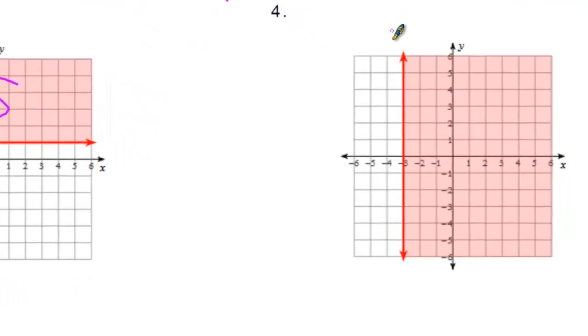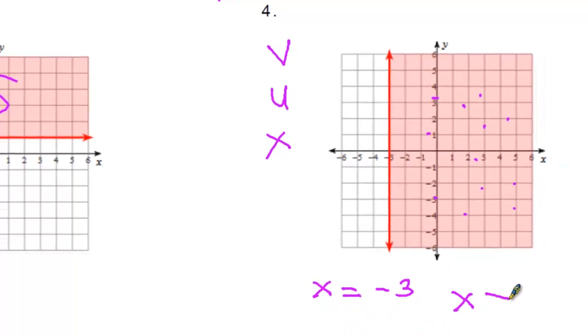For number 4, we have a vertical line. So the slope is undefined, and the equation is x equal to the x-intercept, which is negative 3. Now, the shaded area is to the right of our vertical line. It means that any point that we are going to choose on this area, the x value will always be greater than negative 3. So we are going to represent this graph as x greater than negative 3.